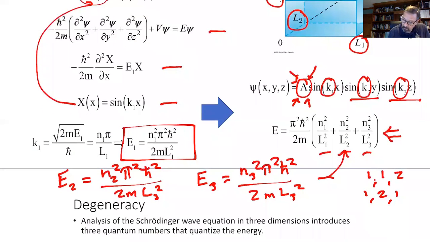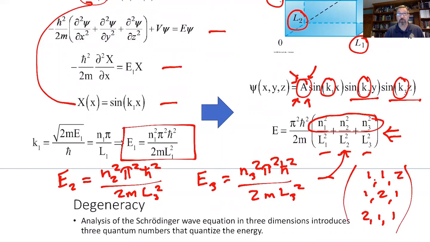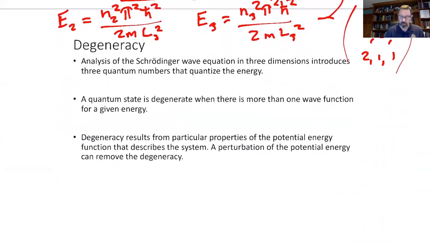And the 2, 1, 1 set of quantum numbers, if all the lengths were the same, well, I think all three of those states, which are unique, they have different form if you graph them in 3 dimensions, but they would all have exactly the same energy, wouldn't they? Because it doesn't matter whether you square the 2 when it's in the N1 position, you square the 2 when it's in the N2 position, you square the 2 when it's in the N3 position. That sum right there would be the same for each of these three unique states. When that happens, we say that we have a degeneracy.